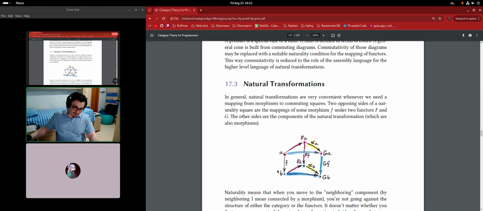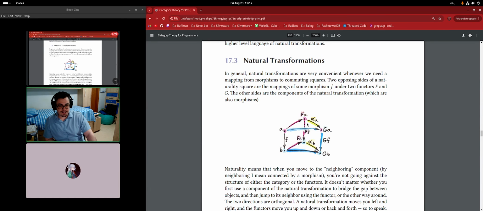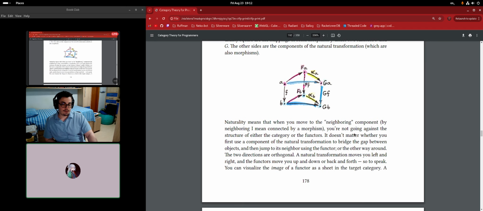Then we have natural transformations, which is basically saying that if you have this type of thing, you need to be able to commute those things. That means that if you go here and then here, and here and here, it's the same as doing this and here and here. That's the naturality condition. We talked about this before.